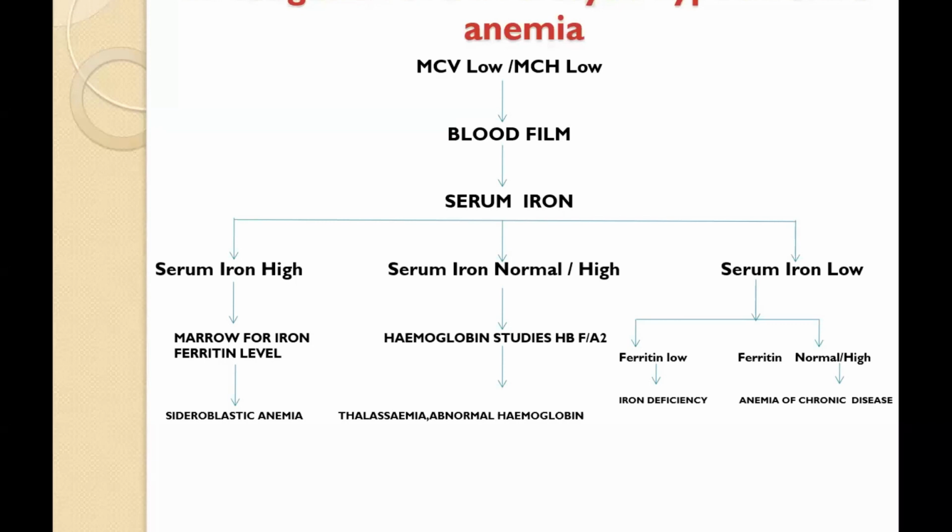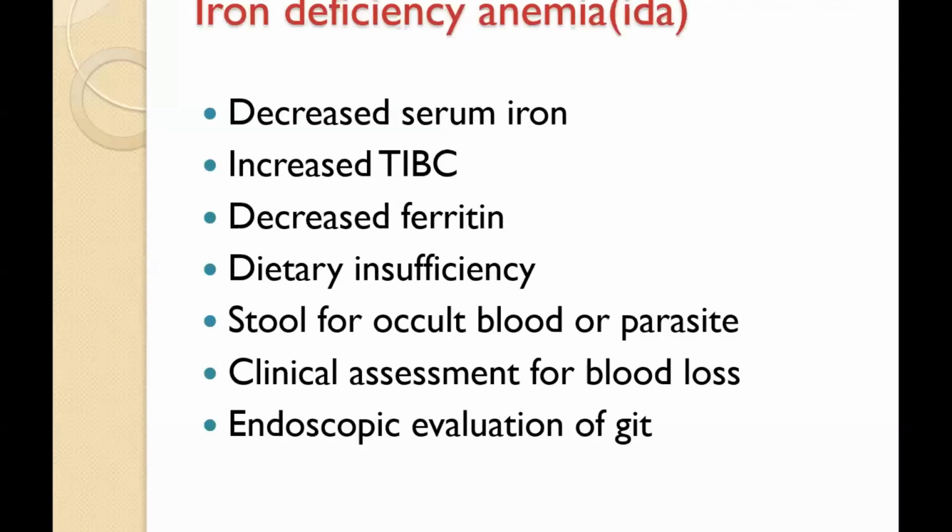We find sideroblasts in the bone marrow, and sideroblasts are not observed in the routine stain. These are observed in iron stains. What happens in iron deficiency? Decreased iron, increased TIBC, decreased ferritin.